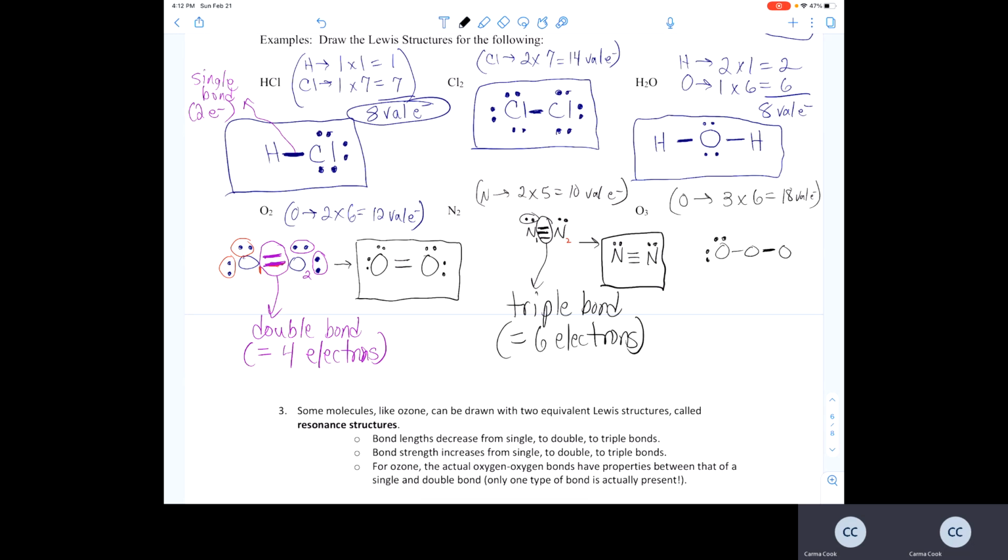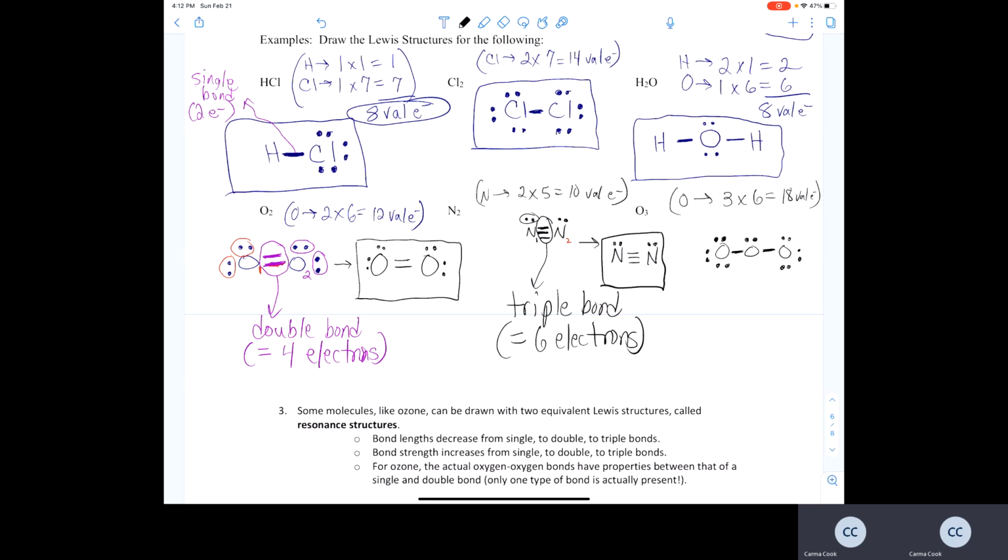So I have 2, 4, now I've got 6, 8, 10, 12, 14, 16, and then the last 2 to give me 18, I'll put on the central oxygen. So I've got 18 total electrons in my structure now.